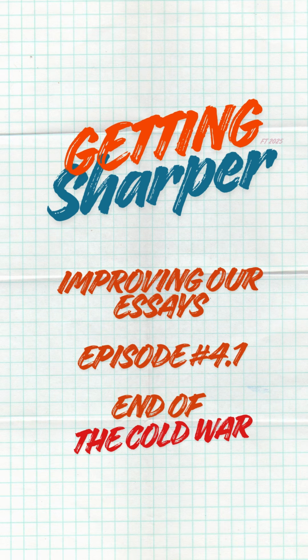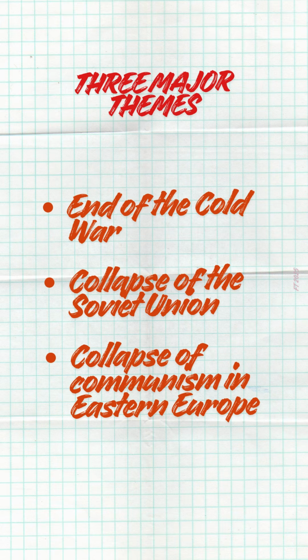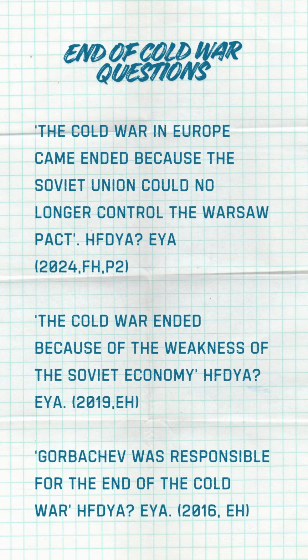This is episode 4.1 on the end of the Cold War. There are three major themes in this chapter: the end of the Cold War, the collapse of the Soviet Union, and finally the collapse of communism in Eastern Europe. Let's start with the end of the Cold War by looking at past O-level questions.